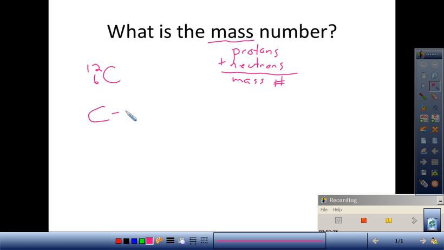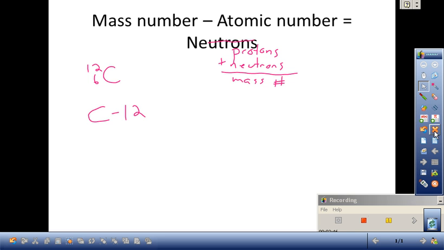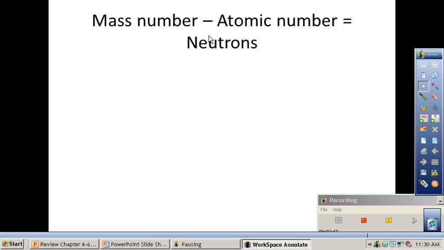Another way you'll see it written is like this. And again, you have to remember this is the mass number. If you forget, is this the mass number? Is it the atomic number? Well, just go look at the periodic table. You'll see 6 is given. We know that's the atomic number. That's got to be the mass number. Okay, and these are called isotopes. Remember, isotopes just have a different number of neutrons. Now, that's useful because we can find the number of neutrons.